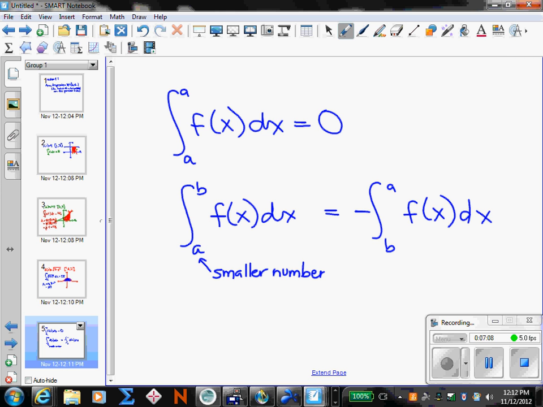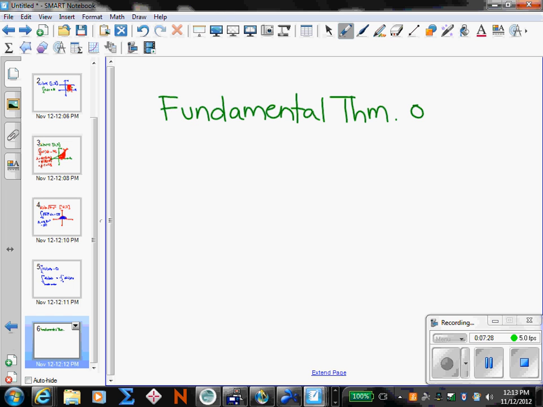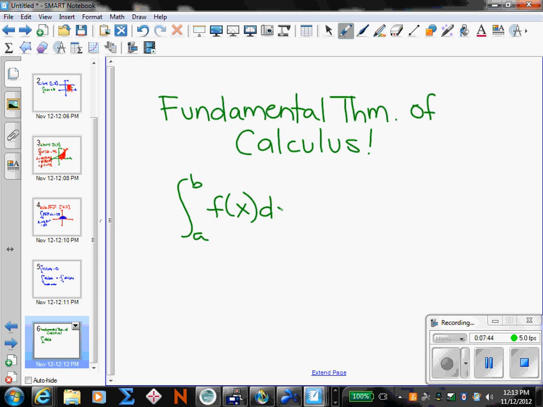Okay, so how are we going to work these out algebraically? To do this, it is called the fundamental theorem of calculus. Think that's important? I would think so. Okay, so the fundamental theorem is the integral from a to b of f of x dx, and to work this out, when you integrate it, you end up with a capital F. We're going to plug in b and then subtract what we get when we plug in a.